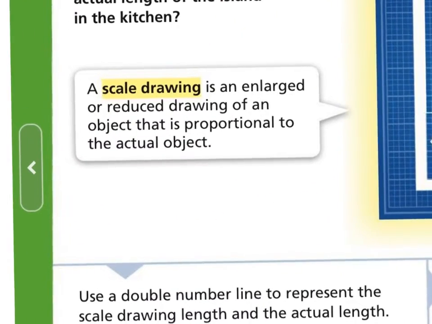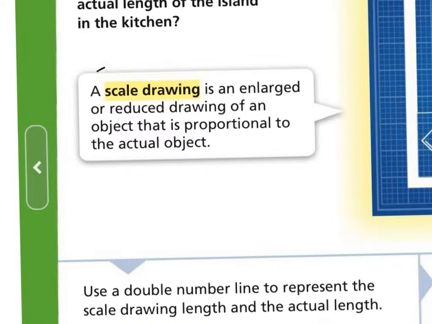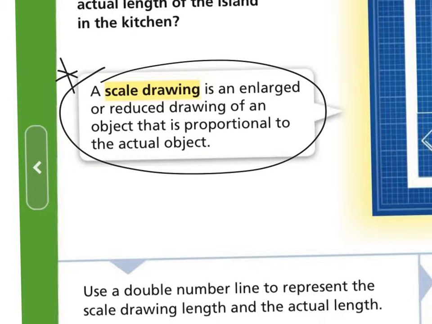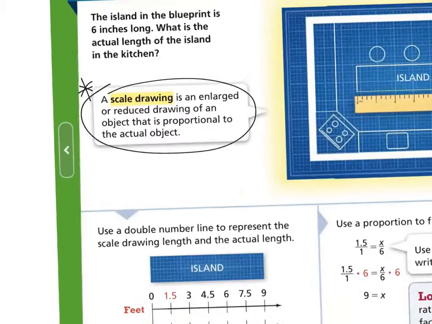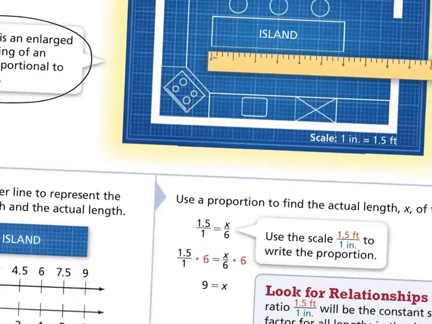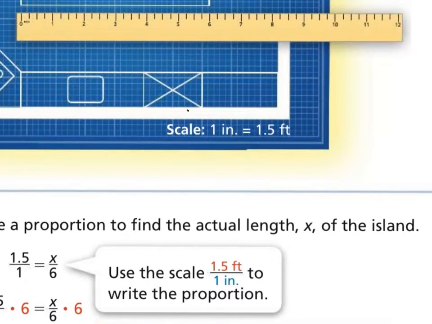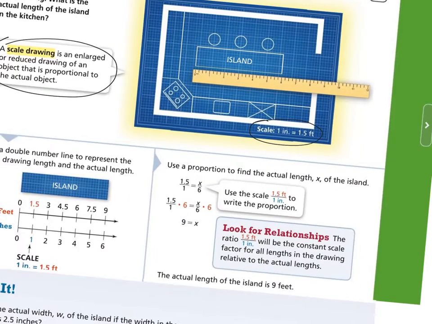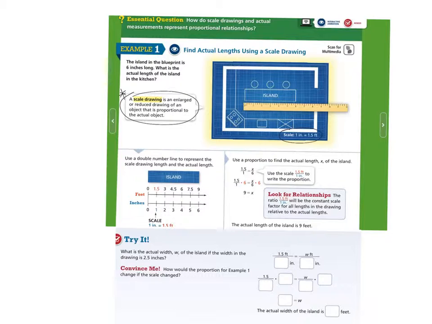So here they're just defining what a scale drawing is. It's an enlarged or reduced drawing of an object that's proportional to the actual object. In scale drawings, they should give us what the scale is. So notice here the scale is 1 inch is equal to 1.5 feet. And then what we can do is we can do a proportion and figure out what our missing number is.